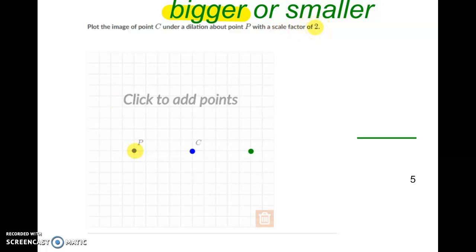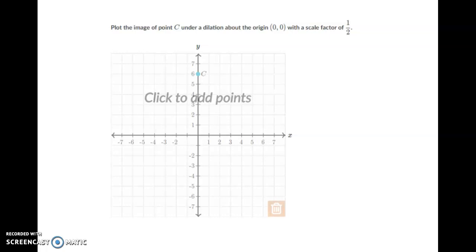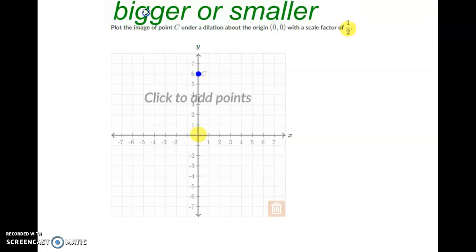All right, let's take a look at problem 3. In problem 3, they're giving us a coordinate plane now. Here's my point C, the one that they're wanting us to move. Where will this move from? We're starting at the origin, and our scale factor is going to be 1/2. Is that bigger or is that smaller? Of course, being 1/2, we're going smaller, half the size.